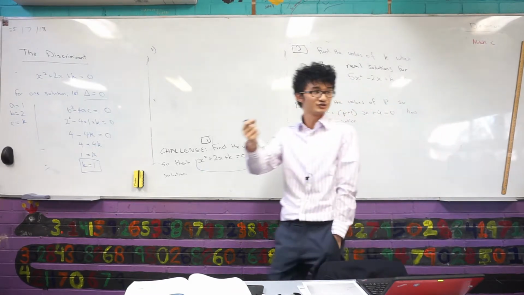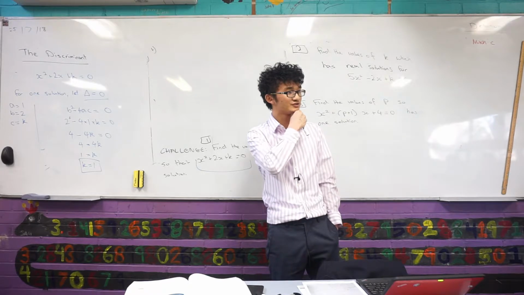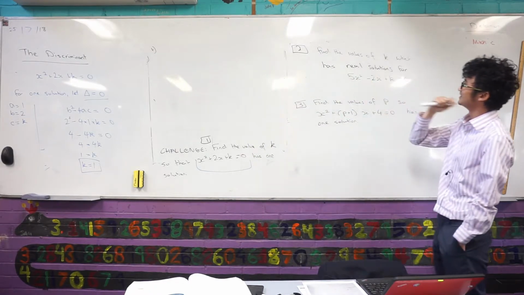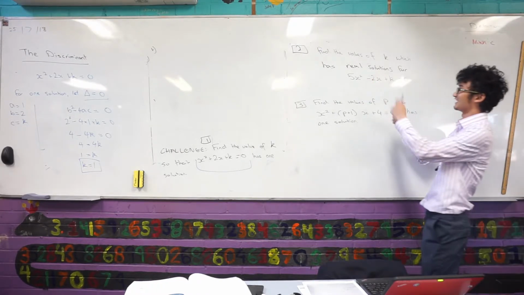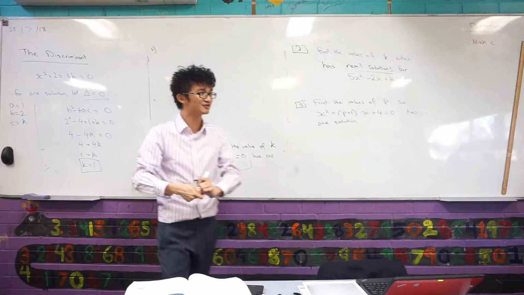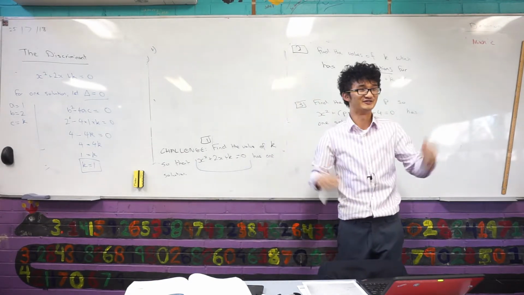What if I wanted 2 solutions? When does an equation have 2 solutions? When it's greater than 0, yeah, when it's positive, right? But this one says has real solutions, okay? The reason why they phrased it that way is because, well, if they're real solutions, there must be something called unreal or imaginary solutions.